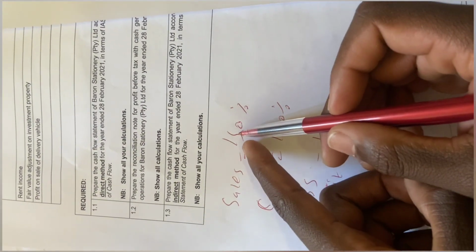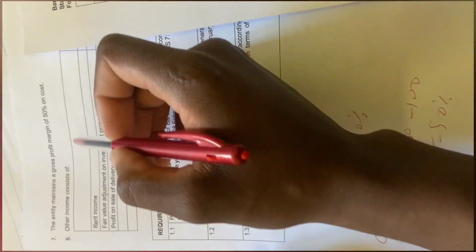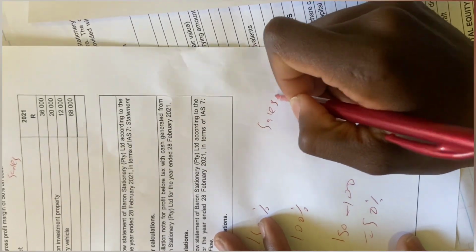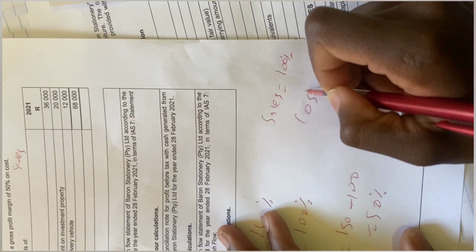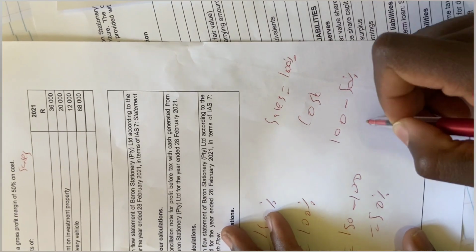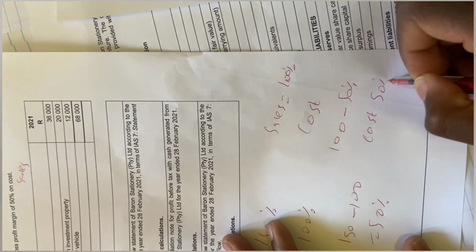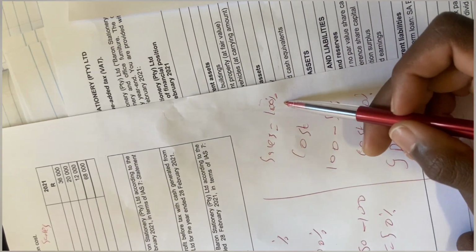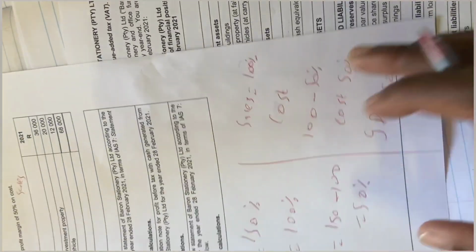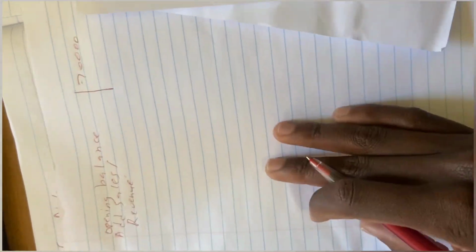The reason why I'm saying this is 150%: the way that guides you, after the percentage it says on cost, so cost has to be 100%. If it said on sales, your sales was gonna be 100%, your cost was going to be 100 minus the markup, which means your cost of sales was gonna be 50%. Then your gross profit will be that 100% from sales minus the cost of sales, 50%. Hope it is clear.